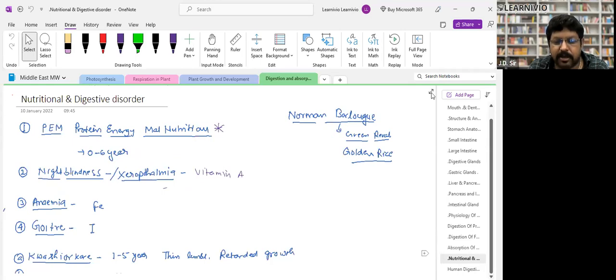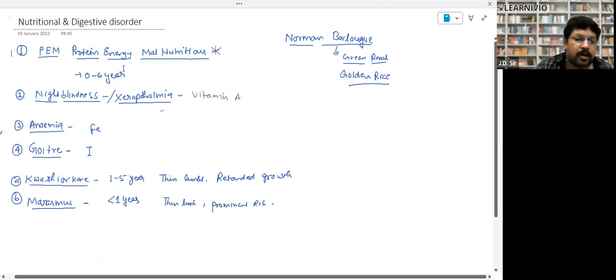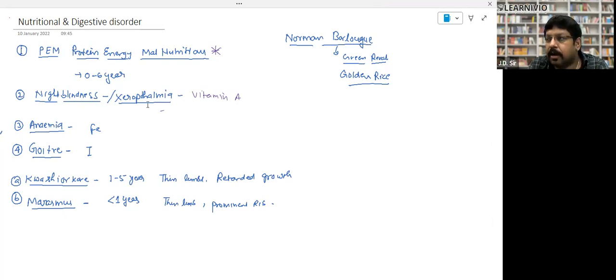There are certain deficiency diseases. PEM is protein energy malnutrition. It takes place in 0 to 6 year children. Remember that PEM has been asked. Night blindness and xerophthalmia take place due to deficiency of vitamin A. In night blindness, in dim light, after the evening or at night time, a person cannot see clearly. The person can see only in daytime.